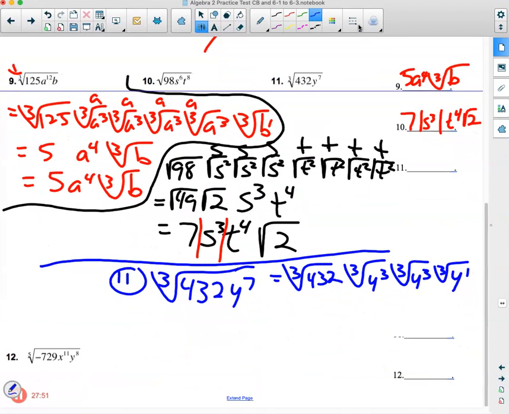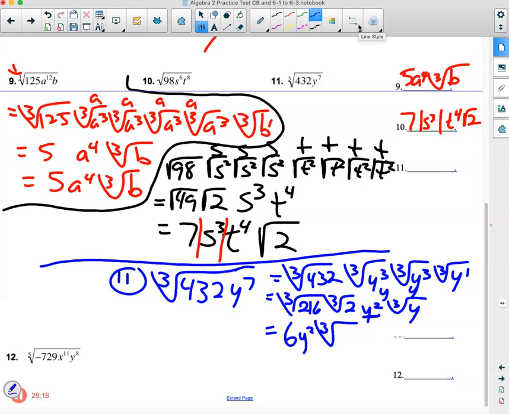So this is going to break into the cube root of 216, the cube root of 2, and then we'll have a y and a y, so y squared, and another cube root of y to the first. And then the cube root of 216, as you go back to your power chart, that's a 6. Remember, we have a y squared that was nice, but everything else has to stay under the ugly radical symbol. So 6y squared, cube root of 2y.